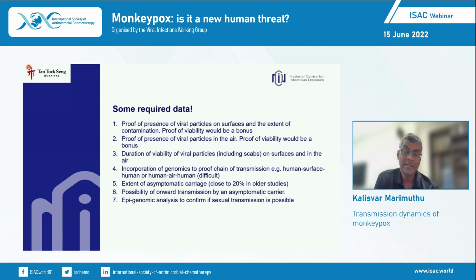So I would like to complete this talk by telling what some of the required data that we require moving forward for monkeypox, and I hope countries that are seeing it are actually generating this data. We need the proof of presence of viral particle on surfaces and extent of contamination. Proof of viability will be a bonus. Proof of presence of viral particle in the air, and proof of viability will be a bonus.